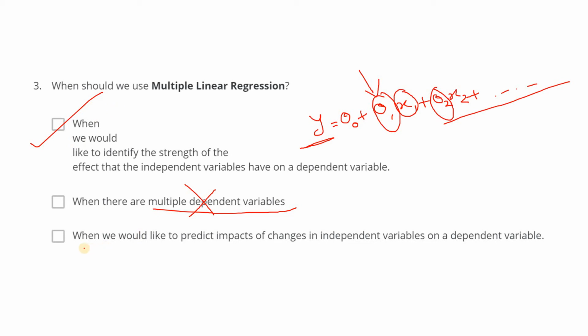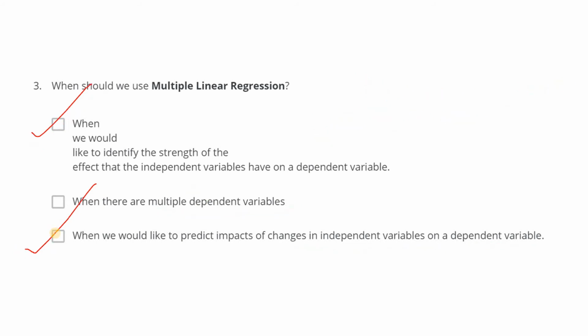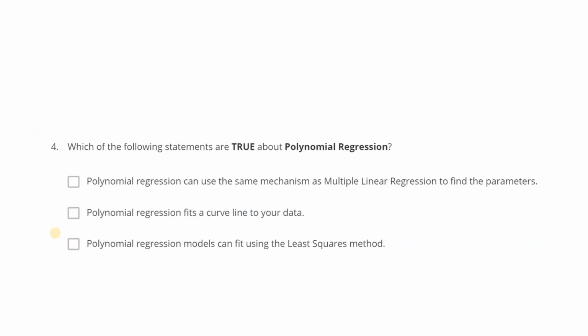So option A is correct, and let's take option C. When we would like to predict the impact of changes of independent variables on a dependent variable. Yes, this is also correct. So both option A and option C are correct. This is the correct answer, right? Coming to the next one.